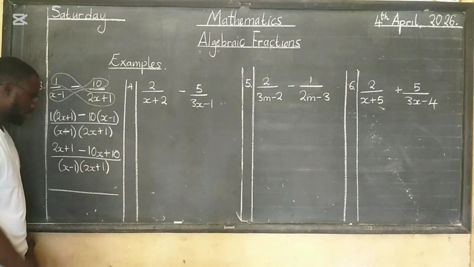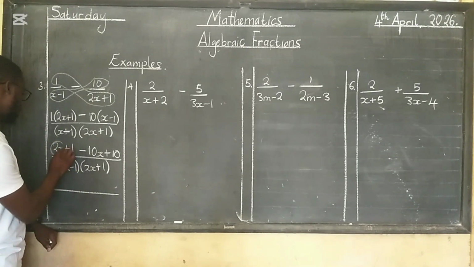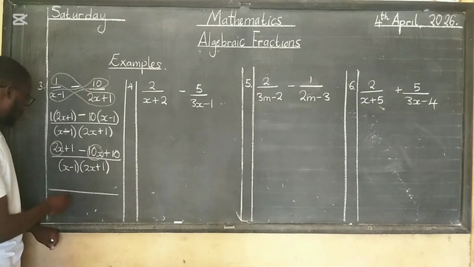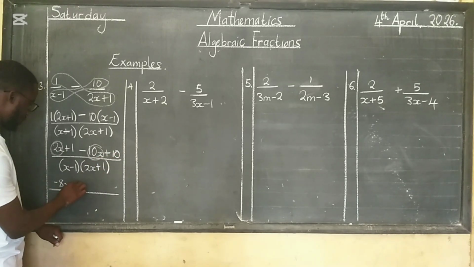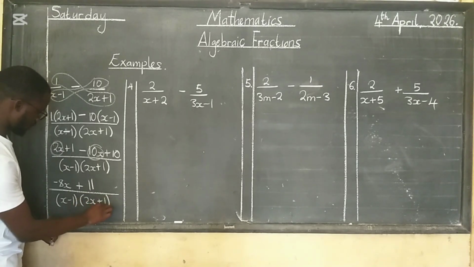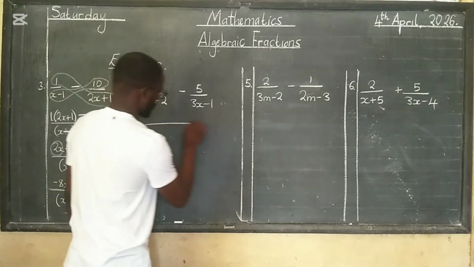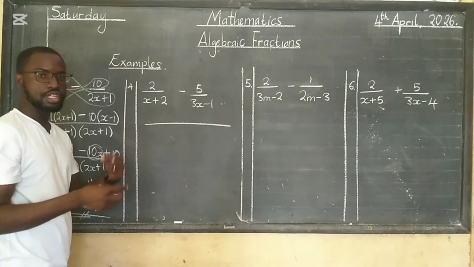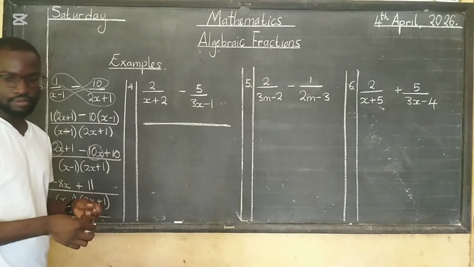Then here, we find the like terms. So 2x and 10. So 2x minus 10x is going to give us minus 8x and 1 plus 10 is 11. And at the bottom, x minus 1, 2x plus 1, and done. This part, same thing. And if you do this enough times, you will see that this action is going to be very, very easy.